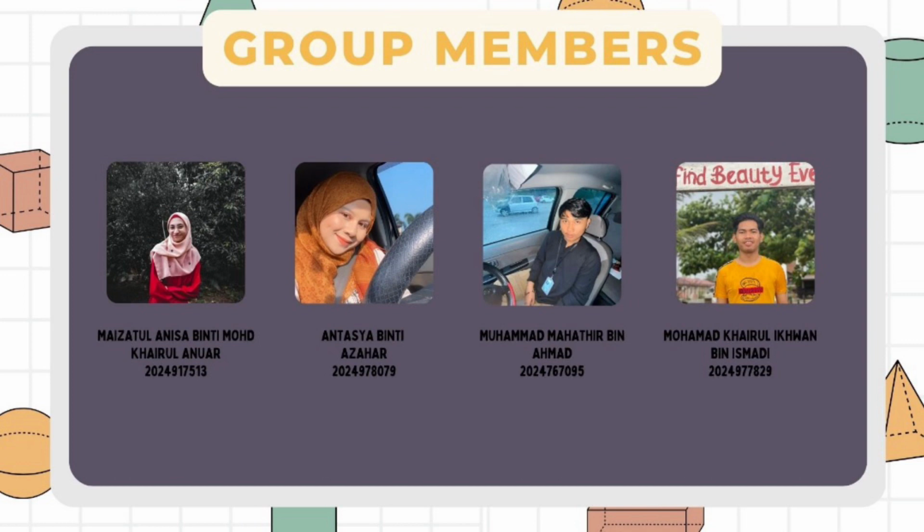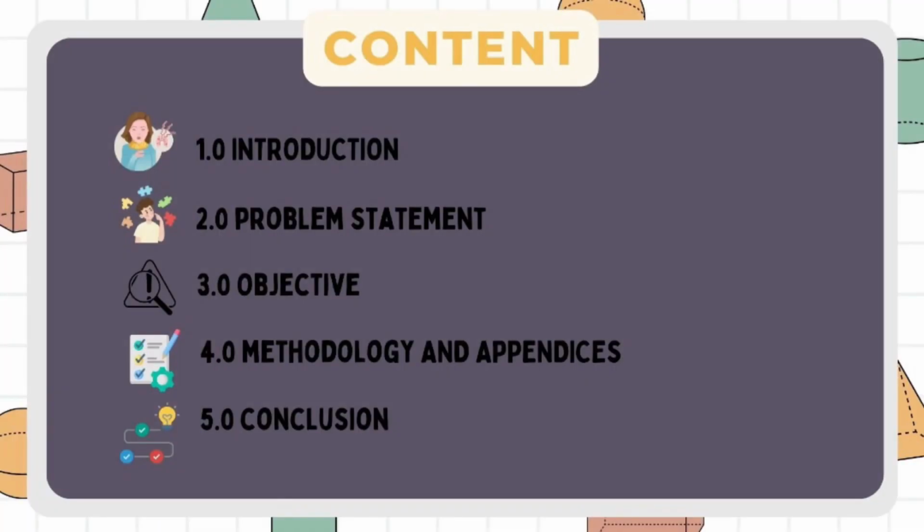So these are our group members. First, Maizatul Anisa binti Muhammad Khairul Anwar, 2024917513. Second, me, Antasha binti Azhar, 2024978079. Third, Muhammad Mahathir bin Ahmad, 2024767095. And the last one, Muhammad Khairul Ikhwan bin Ismadi, 2024977829.